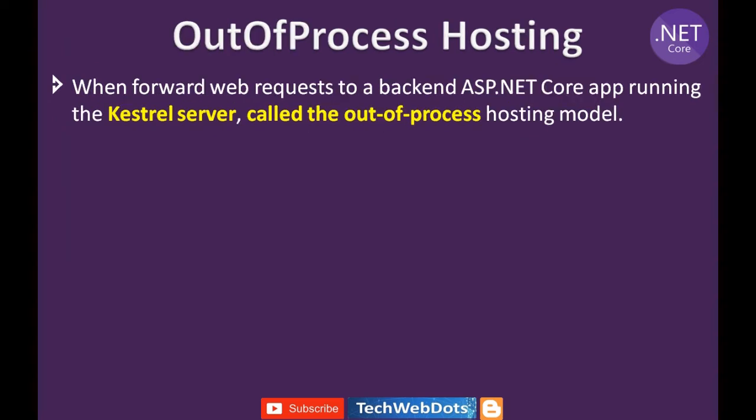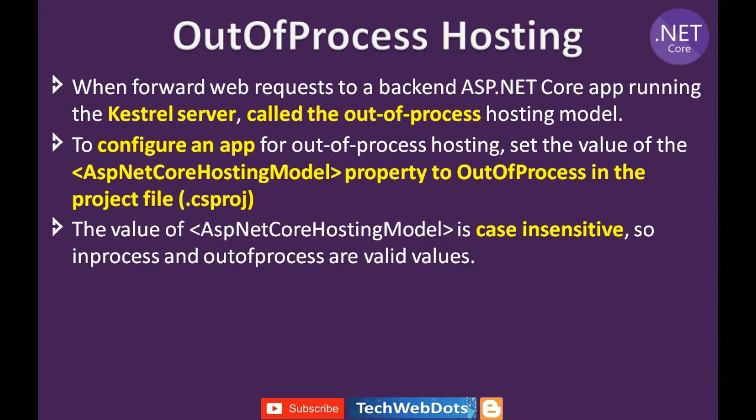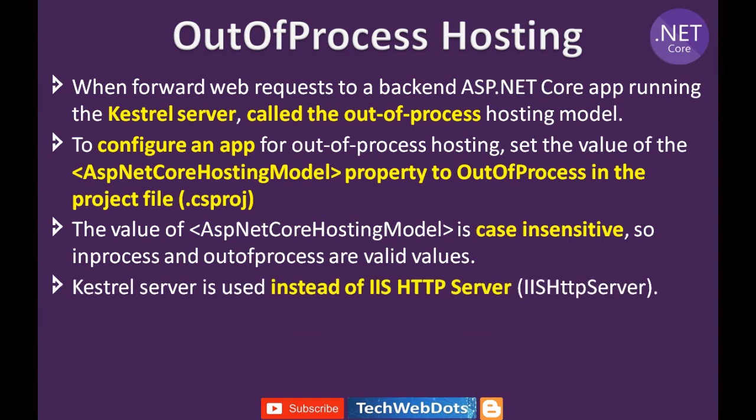Okay, when we forward web requests to a backend ASP.NET Core app running on the Kestrel server, we also call it the OutOfProcess hosting model. To configure an app for OutOfProcess hosting, set the value of the ASP.NET Core hosting model like we did for InProcess. We set InProcess there, and for OutOfProcess we mention OutOfProcess as the value in the project file. The value of the ASP.NET Core hosting model is case insensitive, so you can type it in lower case or upper case as well.